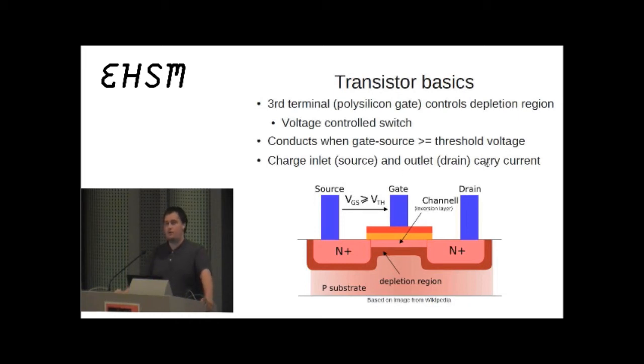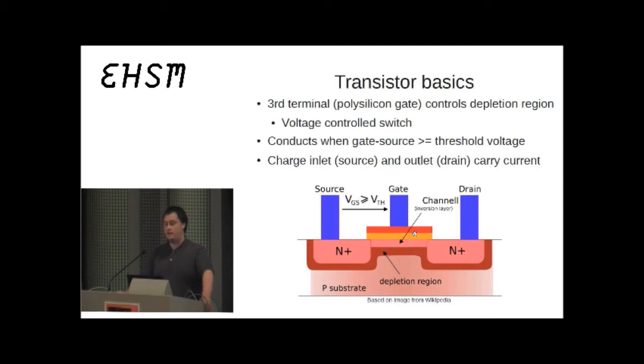The source is called as such because it's the source of the charge carriers. So for example, in a P MOSFET, and the P stands for positive, that would be where you would connect the positive voltage, because that is where we're getting the holes from, a hole being a lack of electron. Electrons are negative, so that's a positive charge. And those travel through the transistor and exit through the drain.